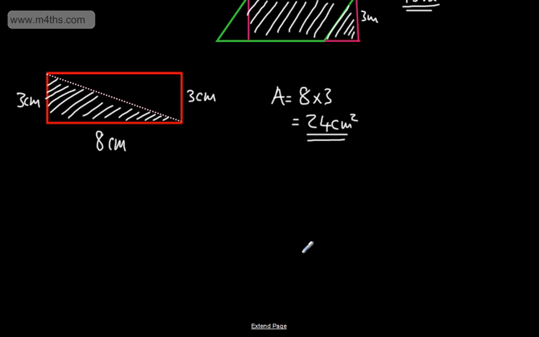So I could say that the area of the triangle, so I'll just write that as T, is going to be 12 centimetres squared. All we're doing is the base, which is 8, multiplied by the perpendicular height, which is 3, and we halve our answer. It's half of a rectangle.